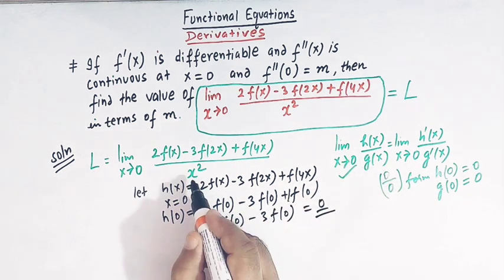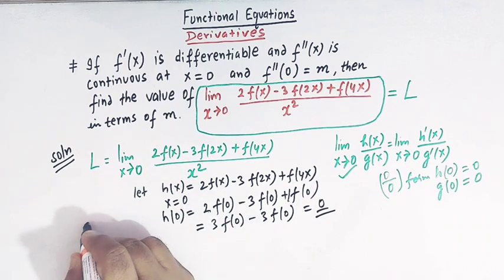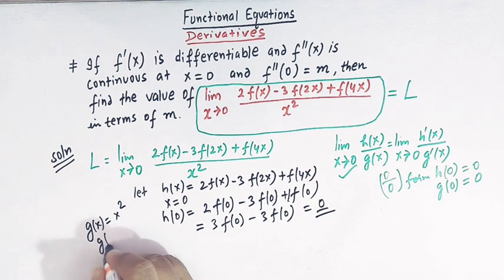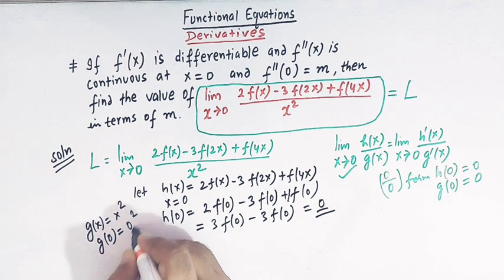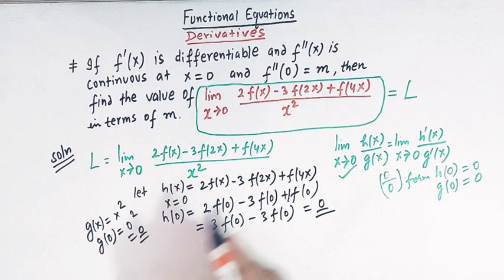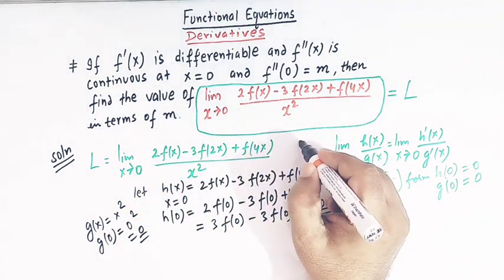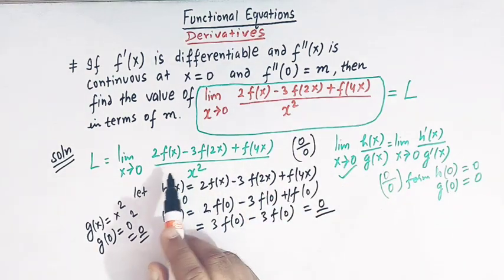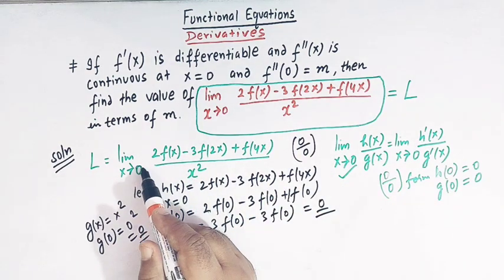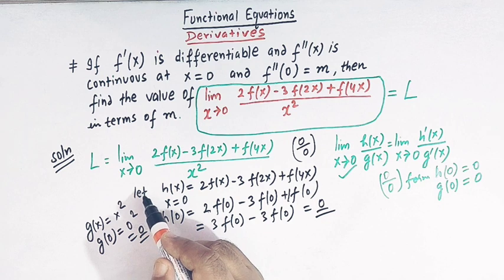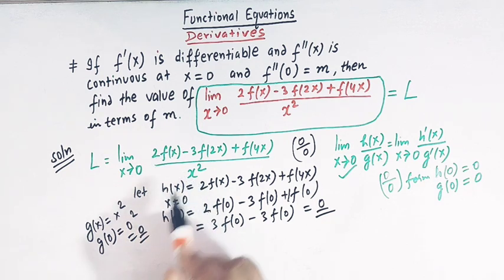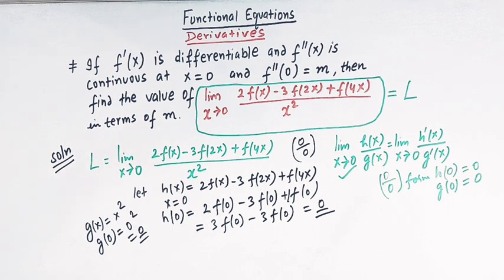And let us take the denominator as g(x). So this is x square, right? So g(0) is 0 square, that is 0, right? So we get the form that is 0 by 0. So we can apply the L'Hopital's rule, and in the immediate next step, we'll differentiate the numerator and the denominator separately with respect to x.